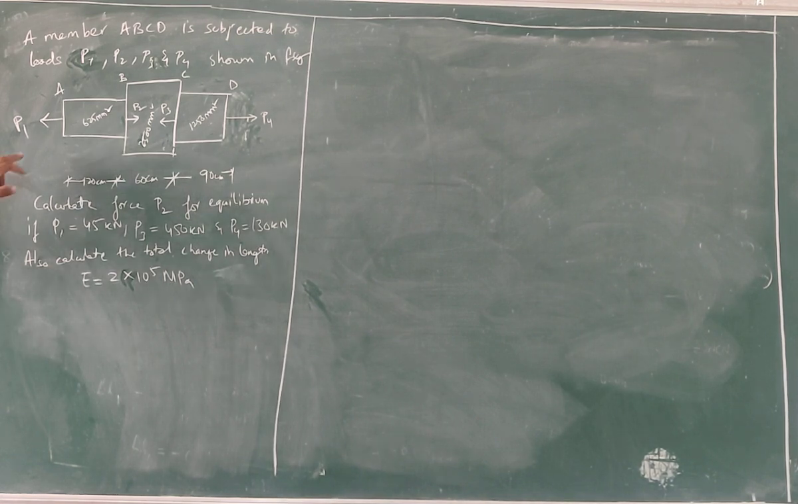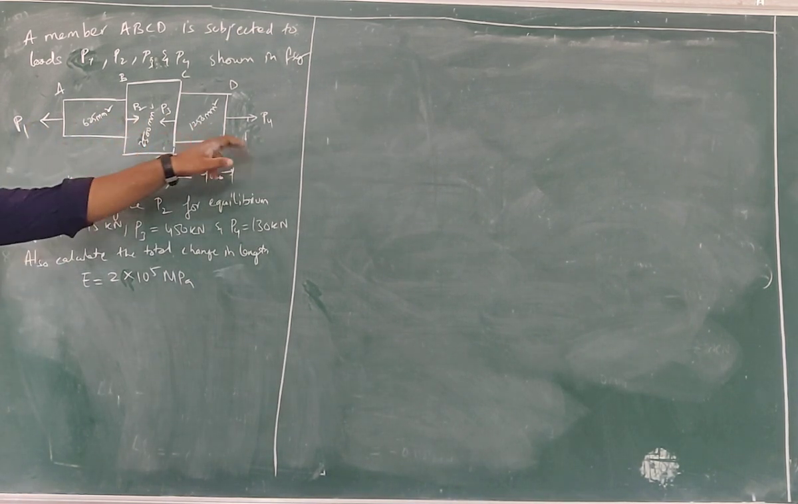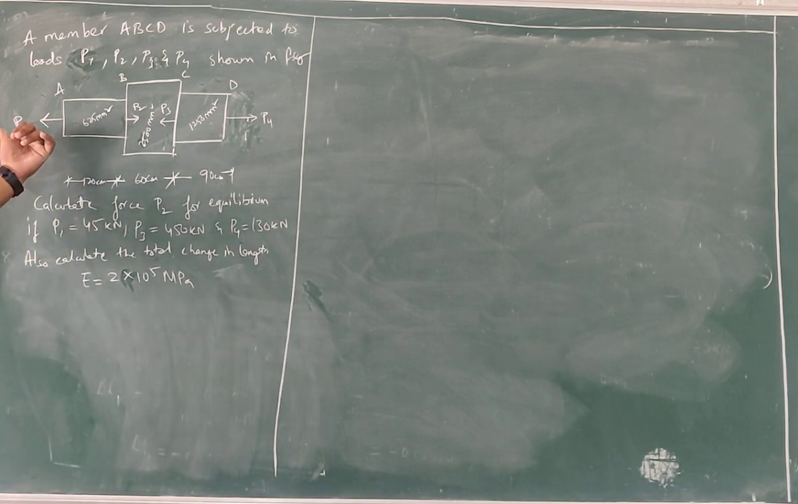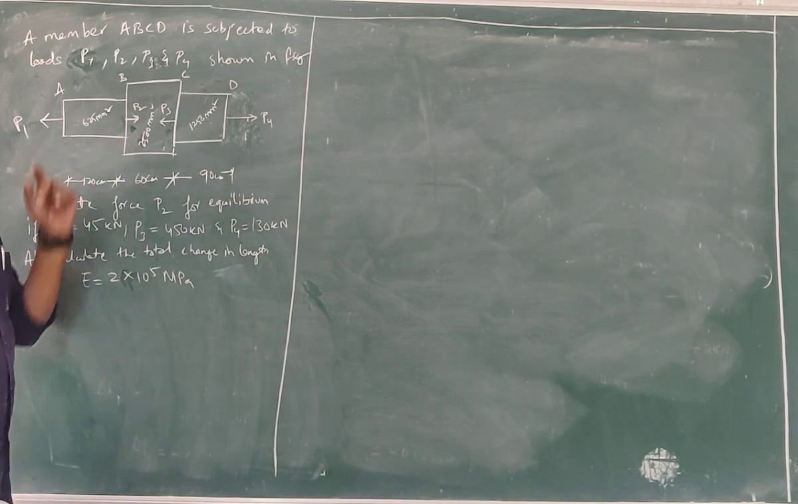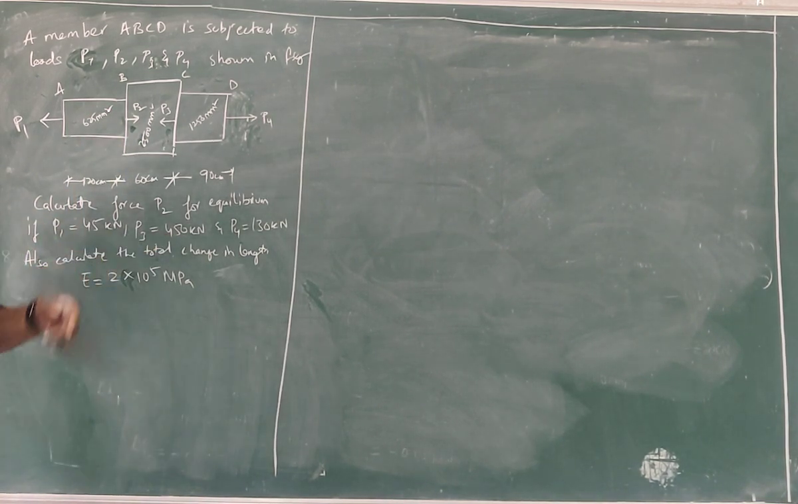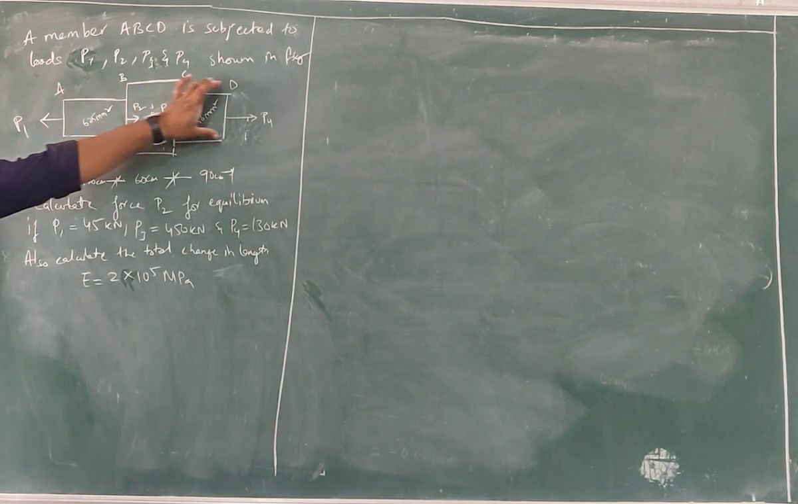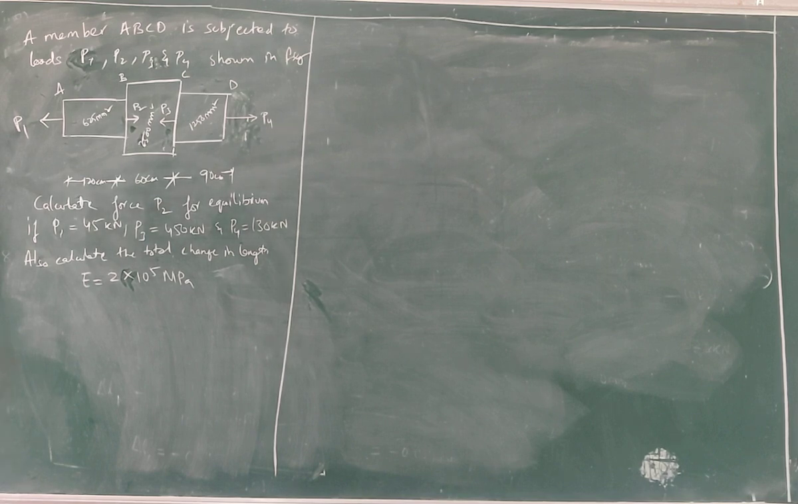So in this problem, you are given forces like this: P1, P2, P3 and P4. In which this is tensile, this is compressive or tensile? This one tensile. Okay. So we need to calculate what is the force P2 if P1 is 45, P3 is 450, P4 is 130. And also we need to calculate the total change in length of this compound bar. Areas are given to you directly and lengths are mentioned. So we'll start with the first calculation of P2.